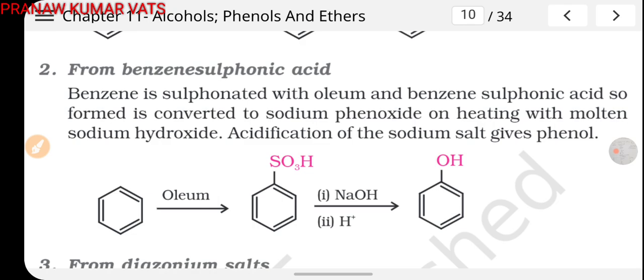And when this benzene sulfonic acid is first treated with sodium hydroxide, it will result in formation of sodium phenoxide. And again, when sodium phenoxide is treated with H+, then it results in formation of phenol.